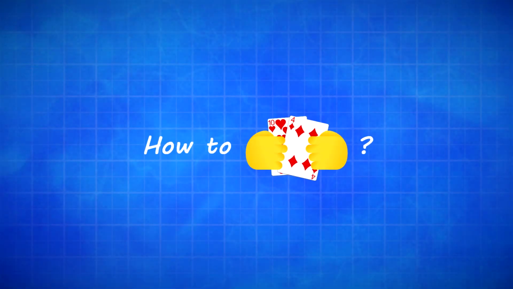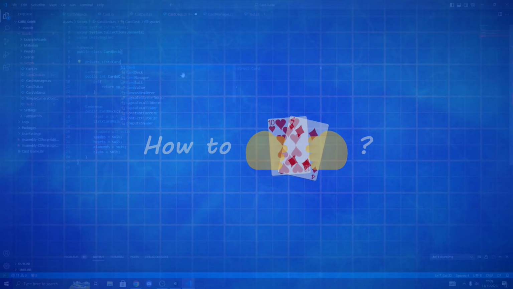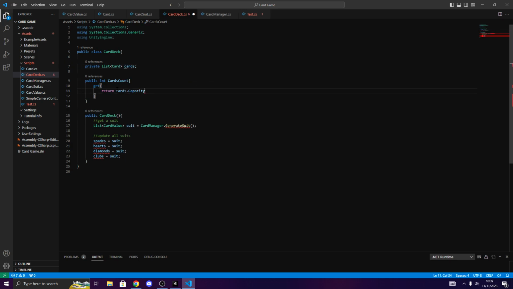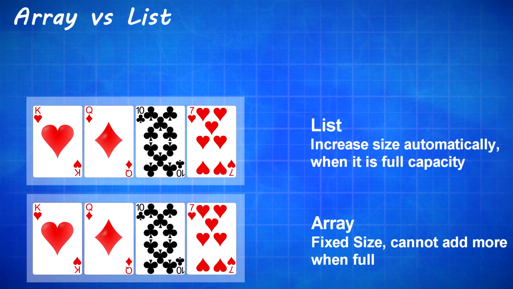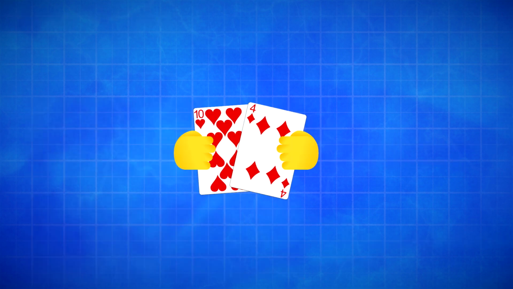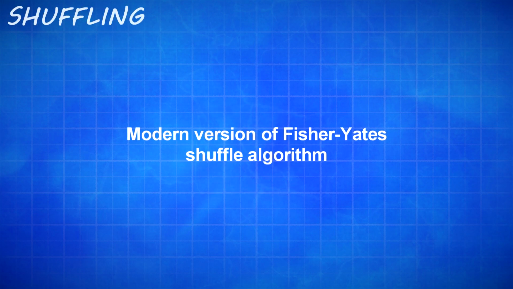Now we need something to hold the cards, and that's exactly what the class, card deck, does. The class, card deck, uses a list instead of an array to hold the cards. I chose list because array has a fixed size, whereas with list, it automatically resizes to hold the new cards. Okay, so now we have cards and a way to hold them. We just need to shuffle them. To do that, I will be using the modern version of the Fisher-Yates shuffle algorithm.